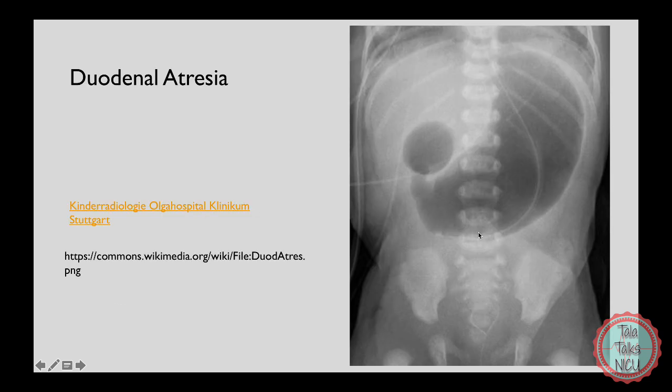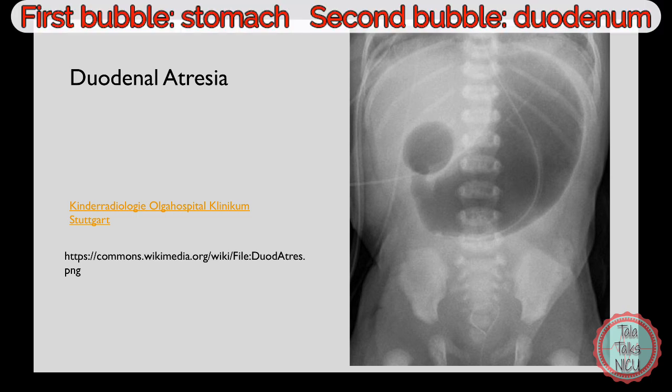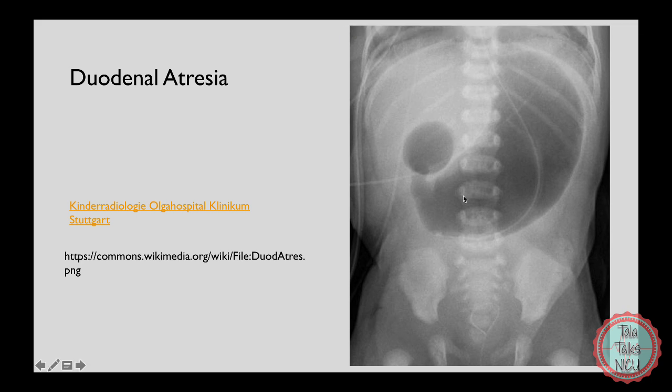And again, another KUB with a double bubble sign. Like we said, this is consistent with a duodenal atresia. So if you see this, put in a gavage tube to suction and get to a hospital with surgery.